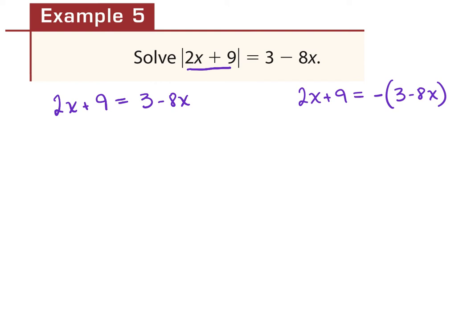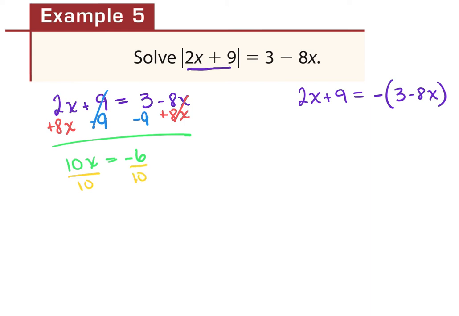Once I've done that, I'm going to solve. So I'm going to, on the left-hand side here, get my variables to one side. If I cancel the variables on the right, then I need to cancel my numbers on the left. Add down, 2 and 8 give me 10x. 3 and -9 give me -6. And then I'm going to divide that 10 out. Reduce it, 6 over 10 reduces to 3 over 5.